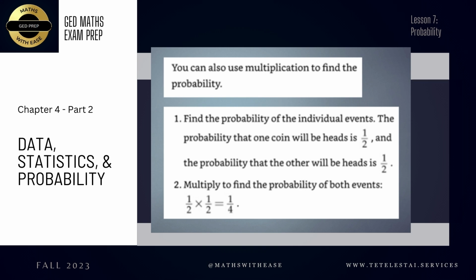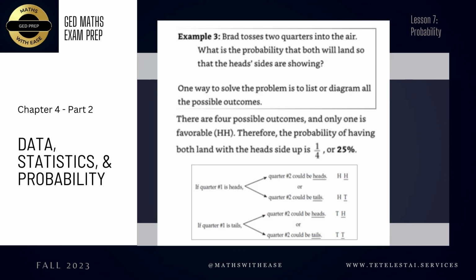And if you remember from our lesson on fractions, when we're multiplying, we multiply across. So 1 times 1 is 1, 2 times 2 is 4. And again, we found the same answer, which is 1/4. So this is just showing you two different approaches to answer the question.